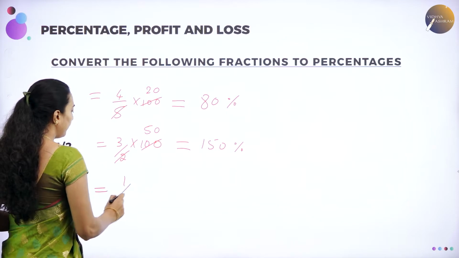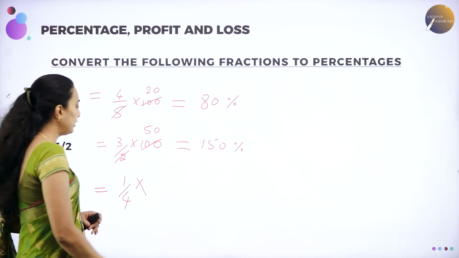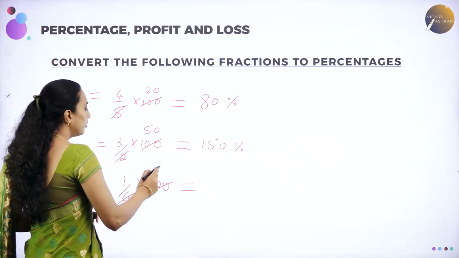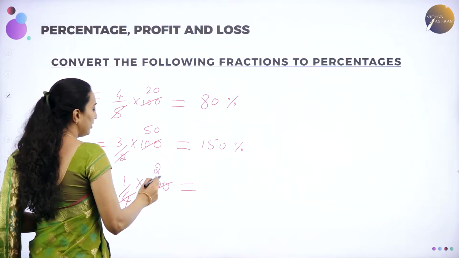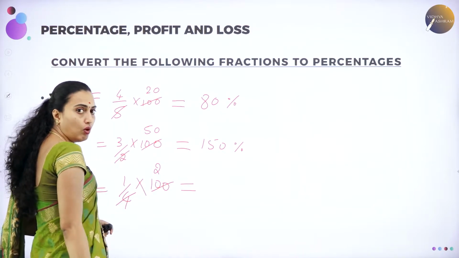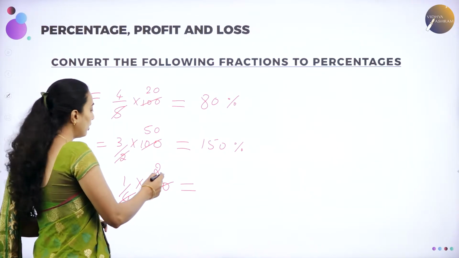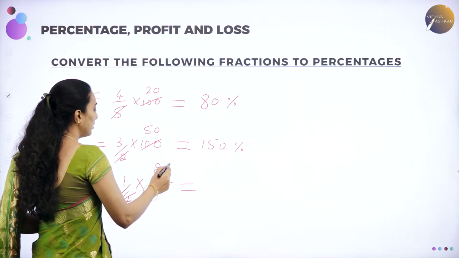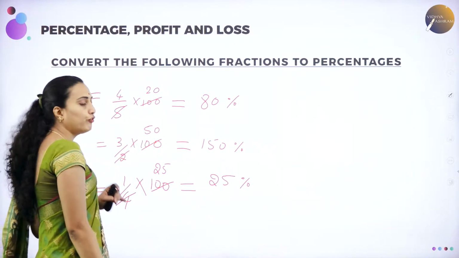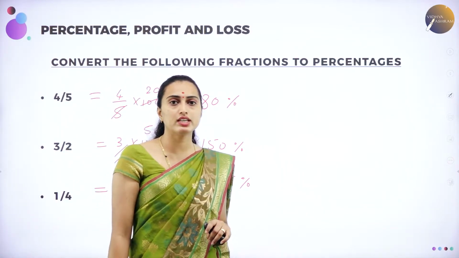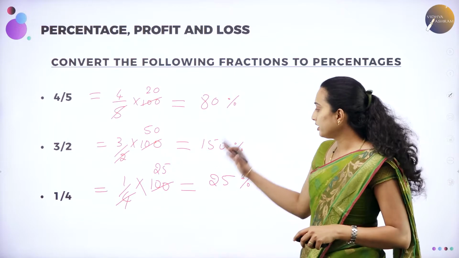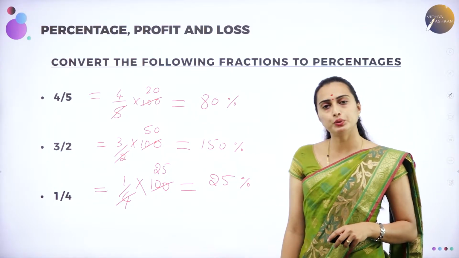Let me divide this 1 by 4. You are going to multiply throughout by 100, which will be equal to, you are going to have 4 1s are 4, 4 2s are 8, which will have 2 carry over. Again 2 carry over means you are going to have 4 5s are 20. So 25 into 1 is 25%. So 1 by 4 can be converted into a percentage as 25%. Is that easier, dear students? Yes. Okay, dear students, I think you understood how to convert a fraction into a percentage.